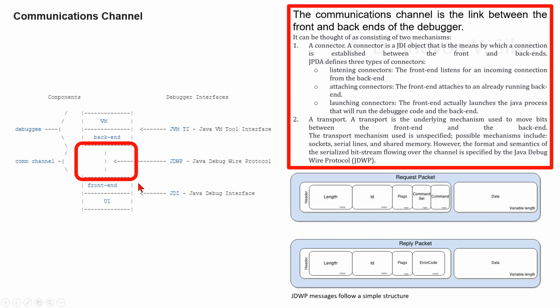A connector is a JDI object that is the means by which a connection is established between the front and back ends. JPDA defines three types of connectors: listening connectors, where the front end listens for an incoming connection from the back end; attaching connectors, where the front end attaches to an already running back end; and launching connectors, where the front end actually launches the Java process that will run the debugger code and the back end.